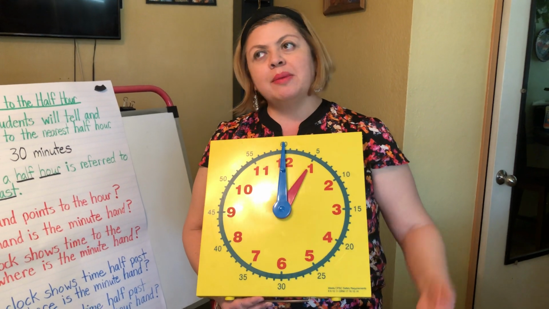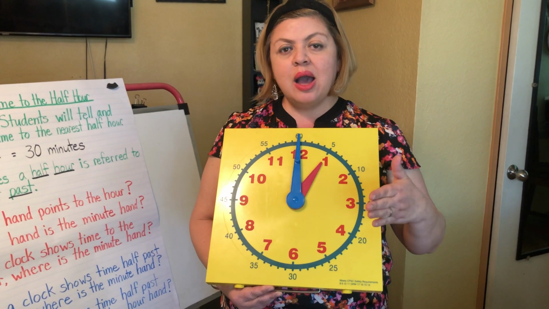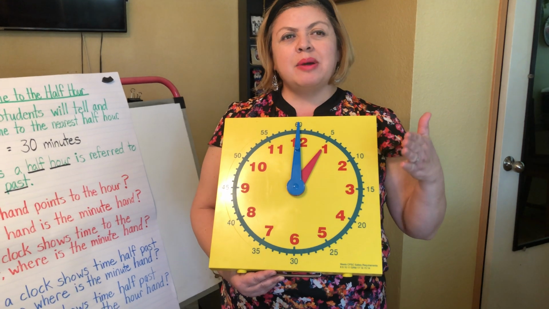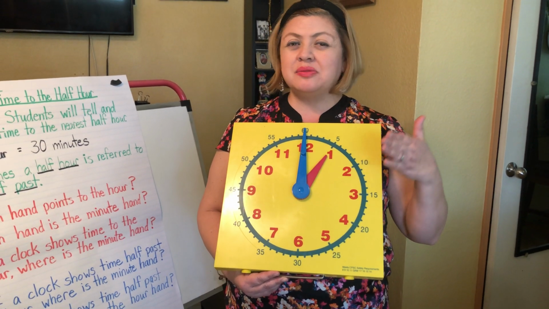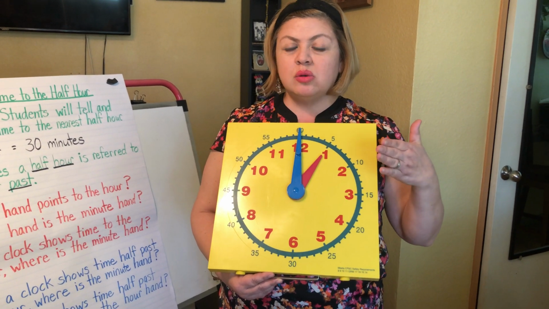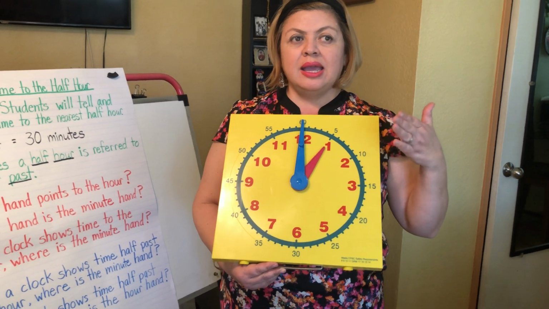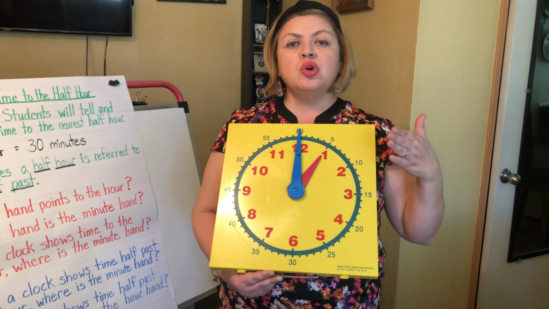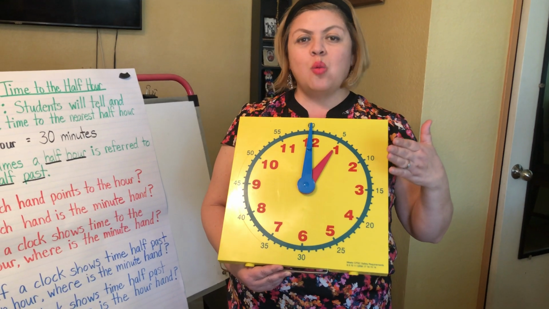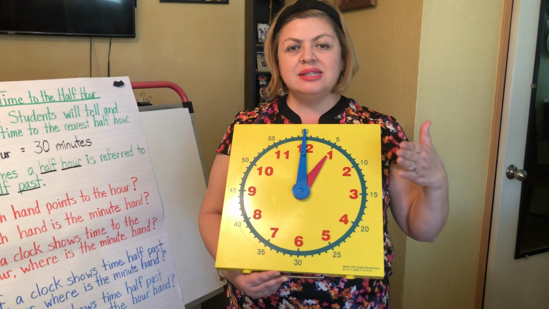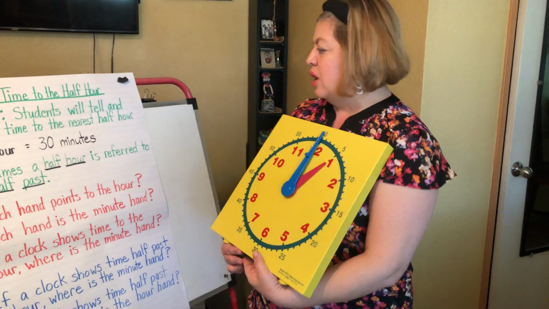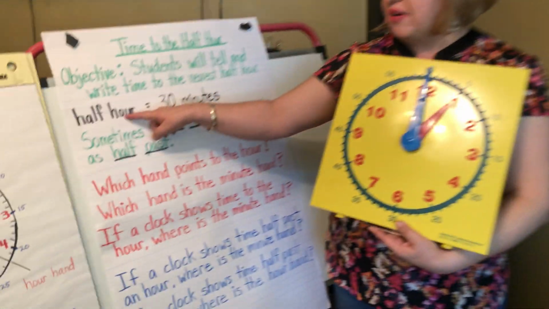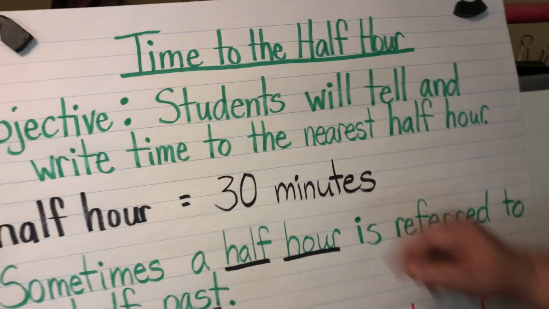So if we talk about half an hour, then we need to think about half of 1 hour. So if 60 minutes equals 1 hour, and I know that half of 60 is 30, so 30 minutes equals 1/2 hour. 30 minutes is a half hour. And that's what we have written here. Half hour equals 30 minutes.